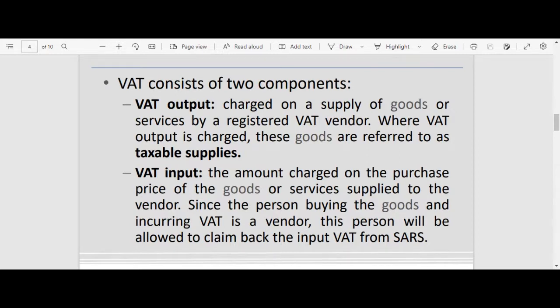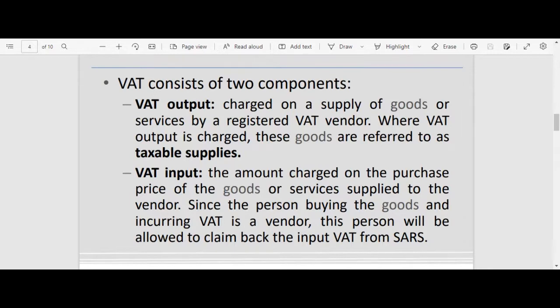So only the ultimate consumer bears the full amount of the tax. And the mechanism by which it is done is that in every phase of the transaction, from the manufacturer right until it ends up in the hands of the consumer, the full 15% VAT output is raised, but the VAT input can be deducted.